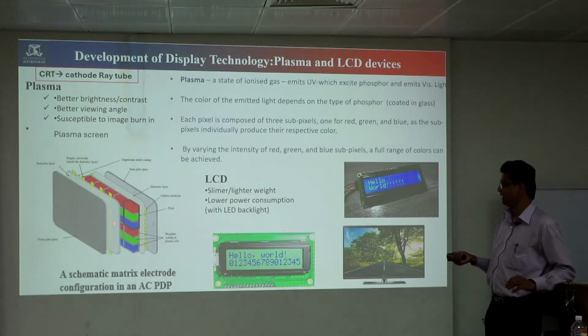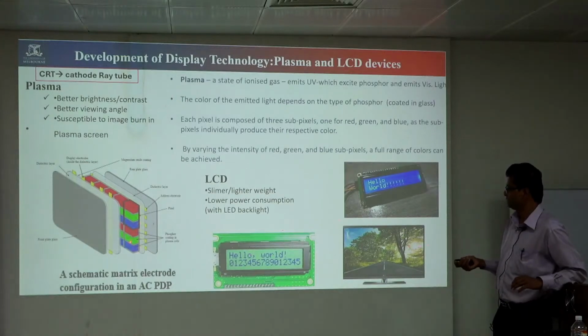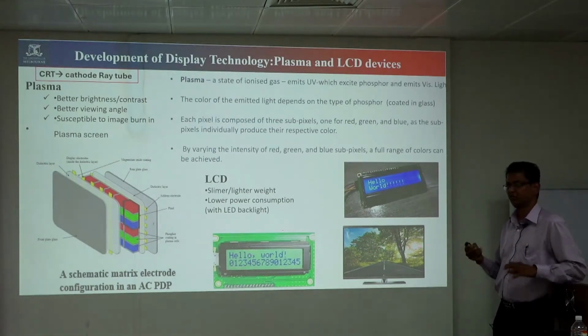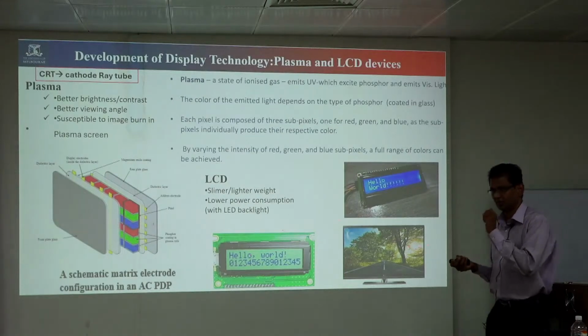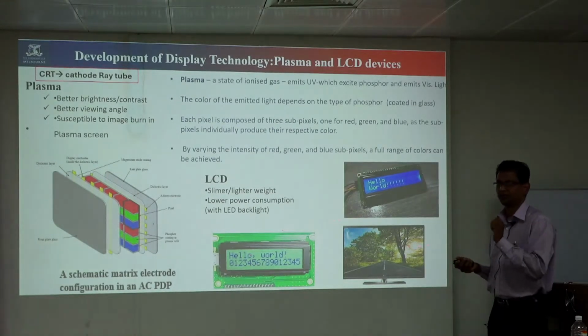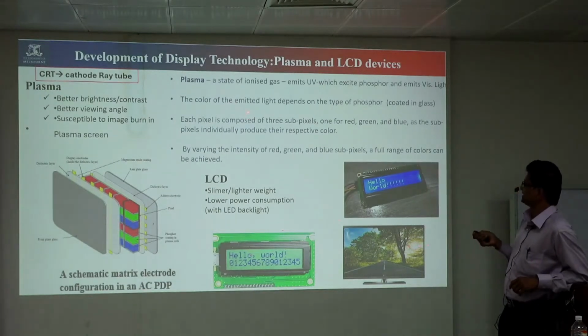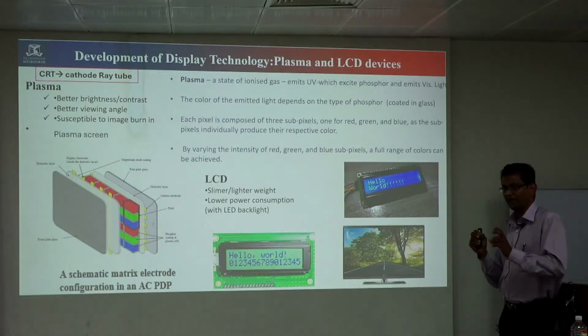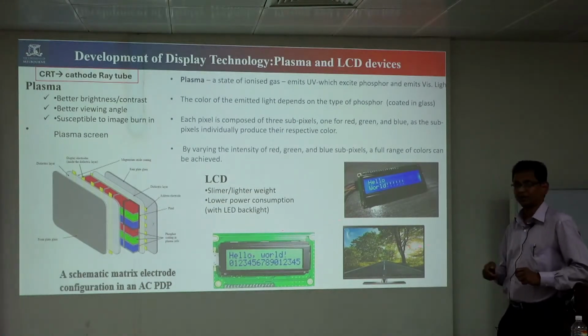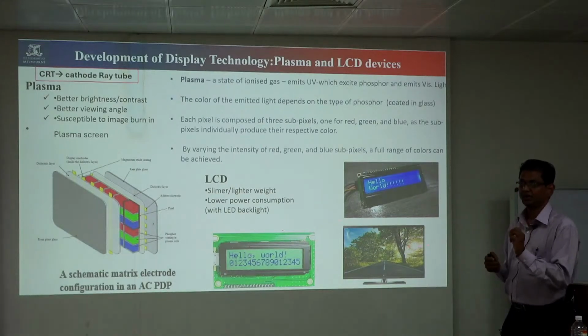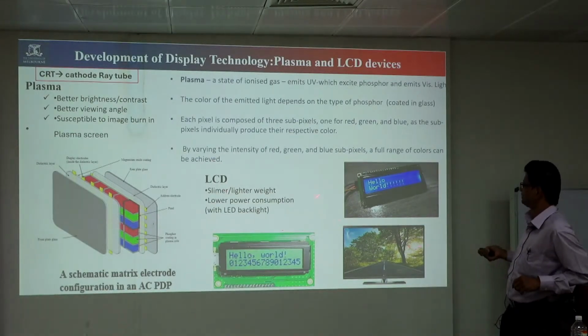When you apply the field, the plasma emits UV rays. When the UV strikes the phosphor, it emits radiation. That is the working principle of the plasma screen. The color of the emitted light depends on the type of phosphor we are using. By varying the intensity of the input electric field, we can change the color of whatever pixel you want.